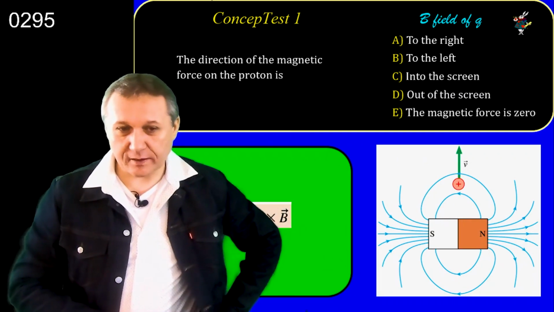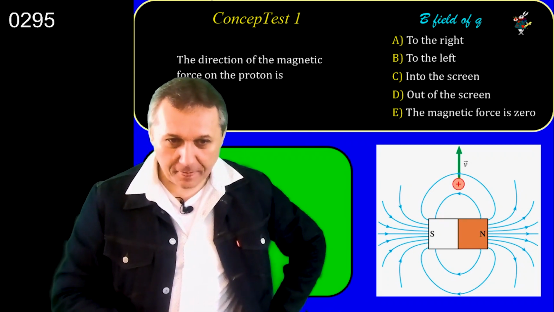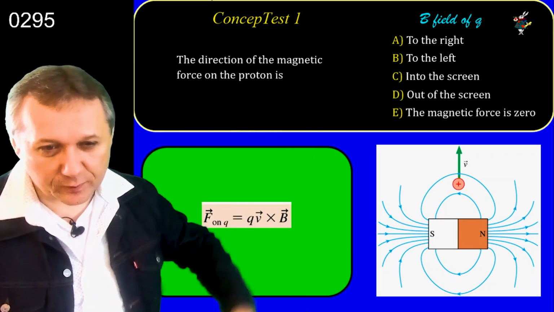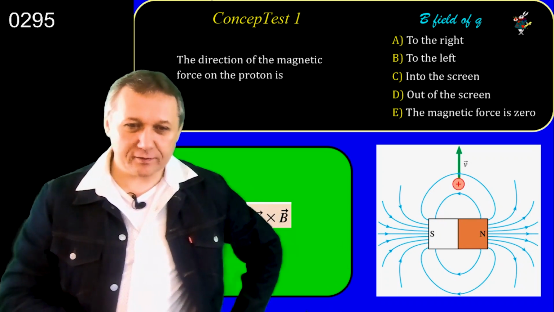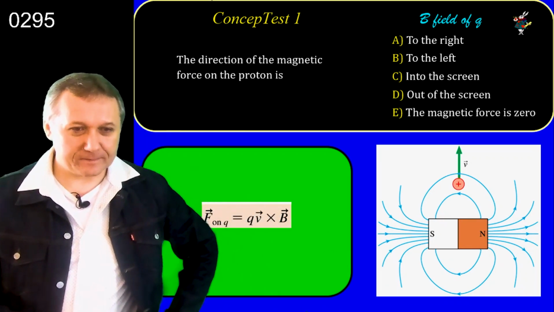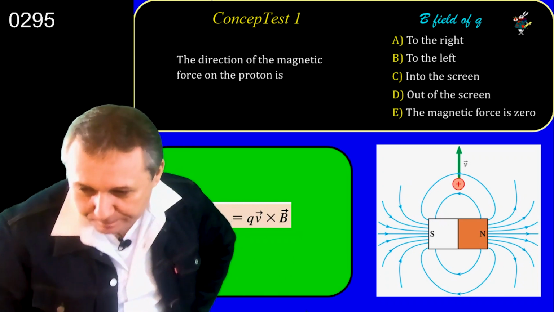So what will be the direction of the magnetic force acting on this positive charge? In this case, it's actually a proton, right? So the direction of the magnetic force. And what? 5 options: right, left, in, out, and 0. Right. Can you try it?